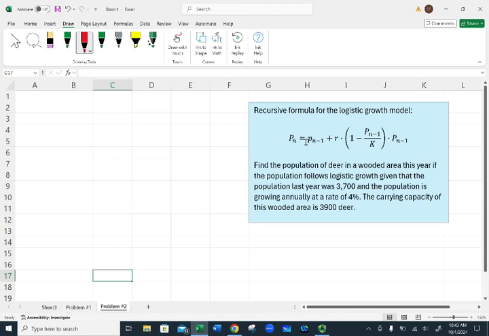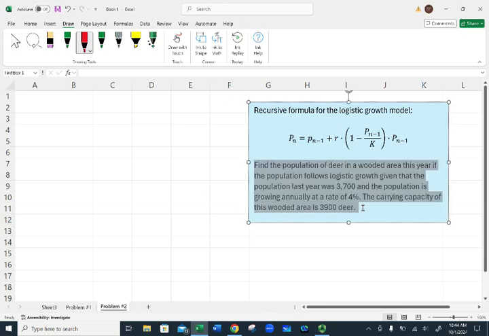Right? So I'm looking at the right-hand side, and I'm seeing 1, 2, 3 different variables. I'm seeing this Pn-1, I'm seeing an R, and I'm seeing a K. So for the logistic growth model, K is the carrying capacity of the environment, R is the growth rate, and the Pn-1 is the population from the previous unit of time, whether it's last week, last month, last year. In this problem, we're talking about years, so that would be the population last year. Not even going to read the problem. That's not the point.